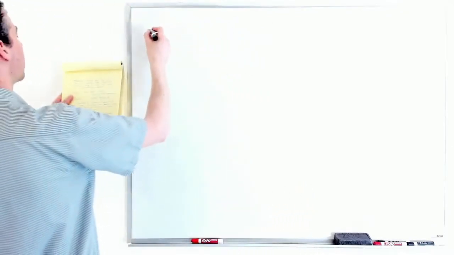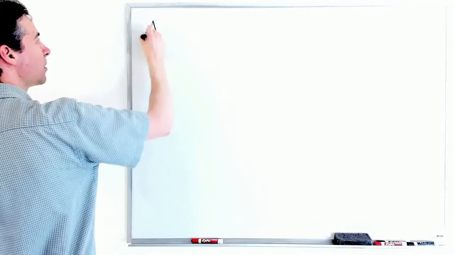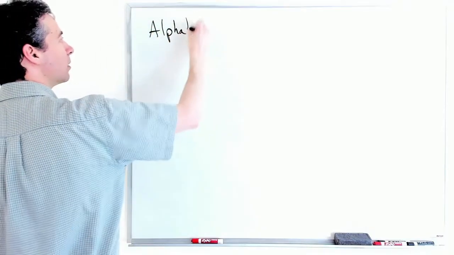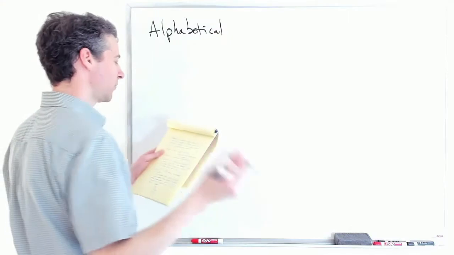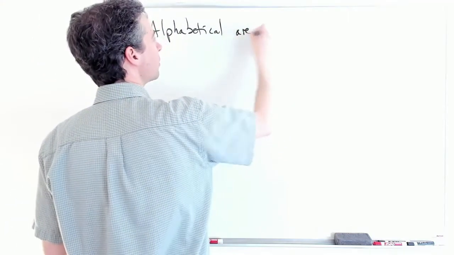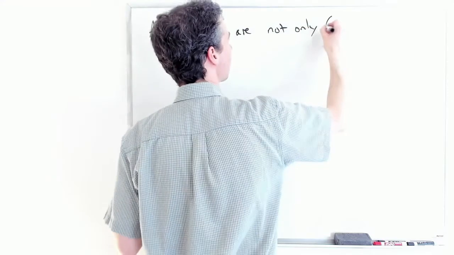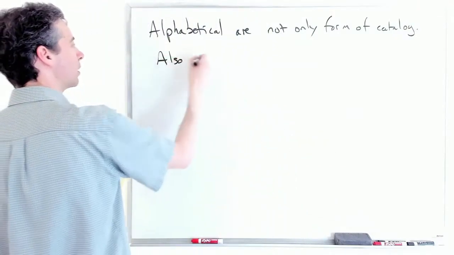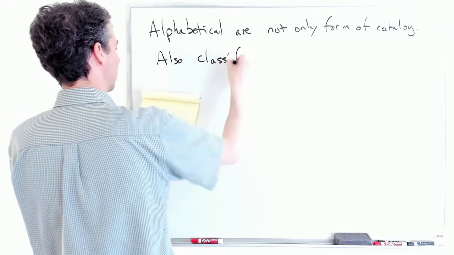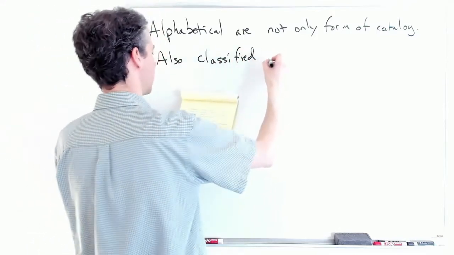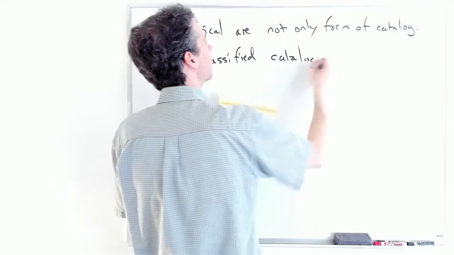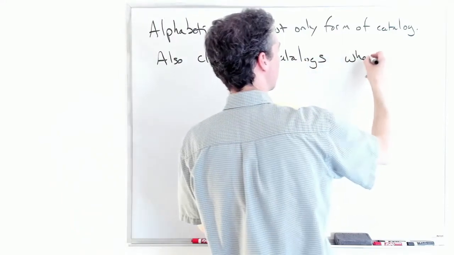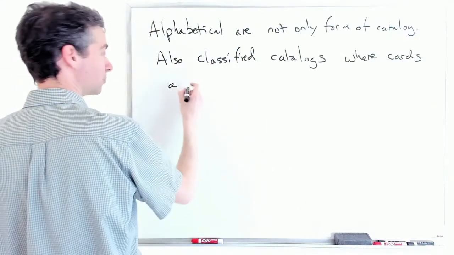All right, so I talked about these alphabetical catalogs. These are primarily found in the United States. These are not the only form of catalog. In Britain, in particular, they also had classified or classification style catalogs, where the cards are stored in a classification scheme.